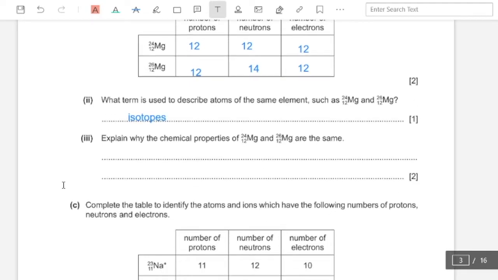Part 3. Explain why the chemical properties of magnesium 24 and magnesium 26 are the same. Alright, so chemical properties always depend on the electrons in the outermost shell, and since both of these isotopes have the same number of electrons in their outer shell, they have the same chemical properties. The only difference is the number of neutrons in their nuclei.